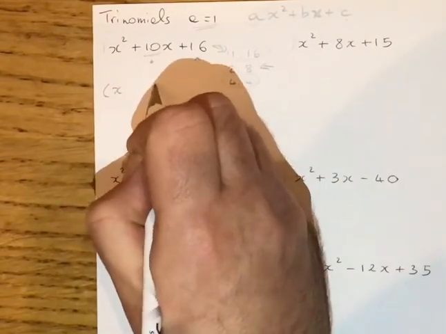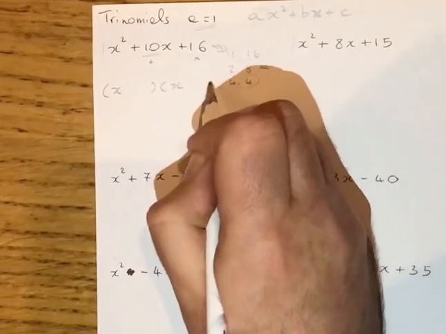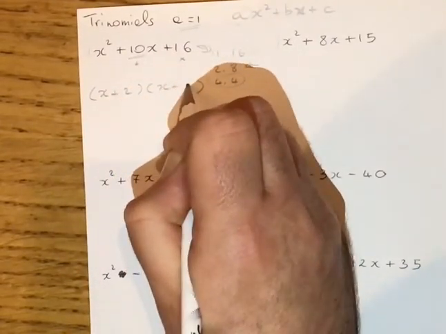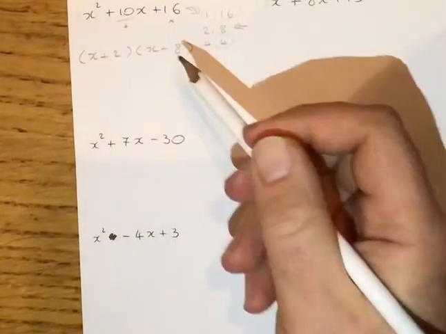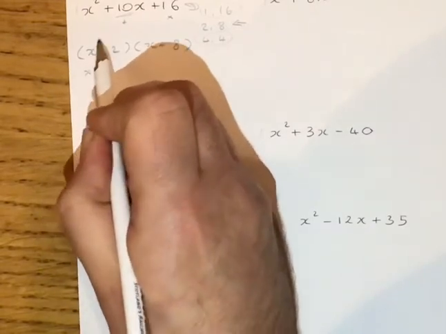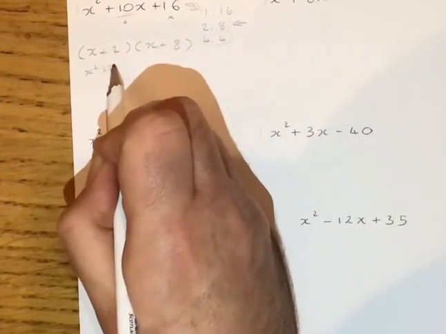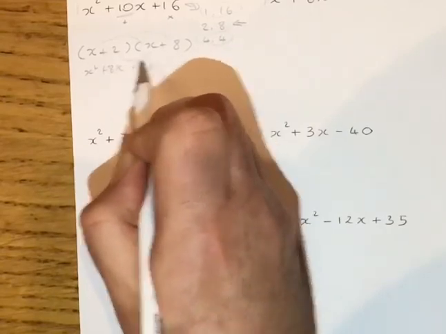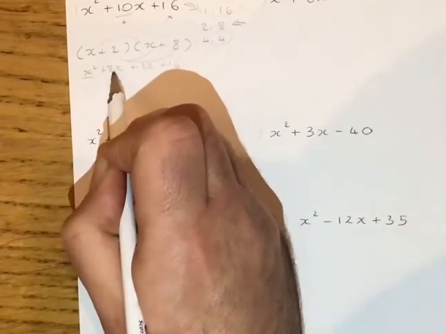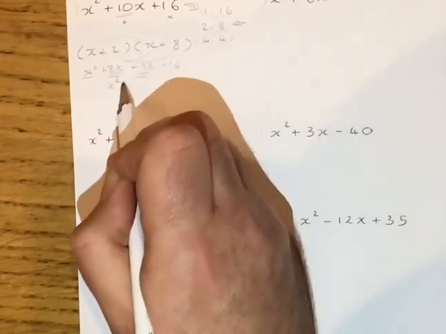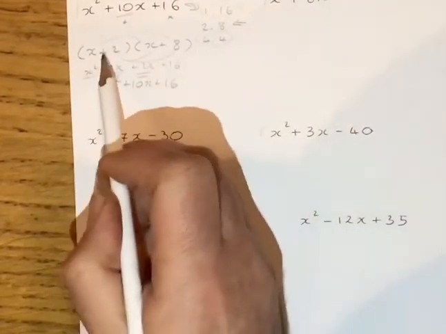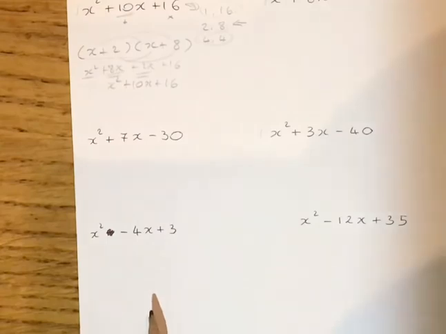We use two brackets, and they're both positive to make 10, so plus 2 and plus 8. And then again you can check by expanding the brackets. x times x is x squared, x times 8 is 8x, 2 times x is 2x, 2 times 8 is 16. So this is the only x squared, the only x's are those, and this one is 16, and you go back to that. So yes, we were right, that is the correct answer.